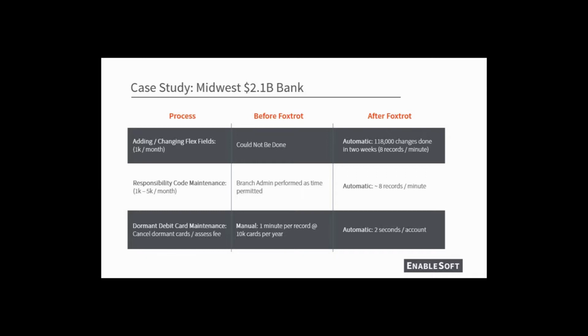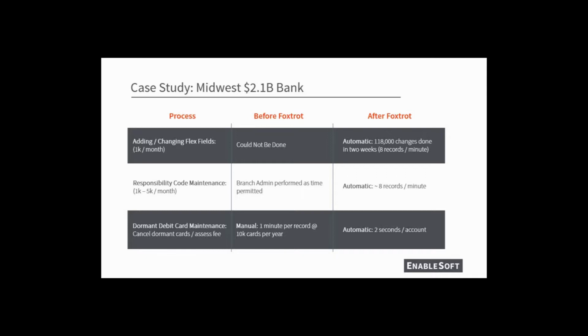There was nobody in there that could go in and add all of those accounts and populate them, or add all those fields, excuse me, and populate them in a reasonable amount of time. After Foxtrot, however, 118,000 changes were done in 2 weeks. Foxtrot added flex fields and populated them at a clip of about 8 records a minute.